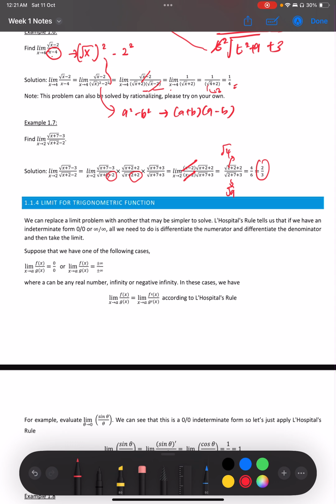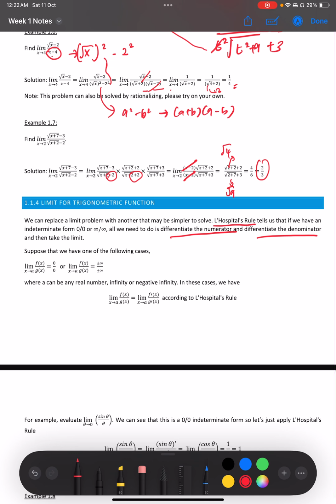So L'Hopital's rule, this is the name of the mathematician who proposed this rule, tells us that if we have the indeterminate form of the fraction, 0 divided by 0, which is undefined, or infinity divided by infinity, so we cannot use rationalization in this case. So what we can do is differentiate the numerator and differentiate the denominator, so we can take the limit.